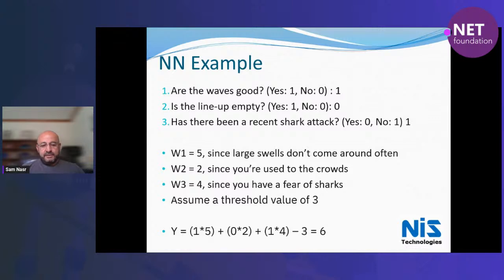So I can say, for example, for the first item, are the waves good? I can set that to a 5, where I'm concerned about getting out and the waves have large swells and they come around often. That would be a cool thing to do.